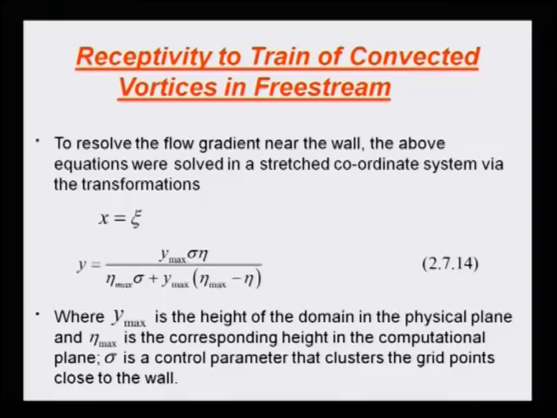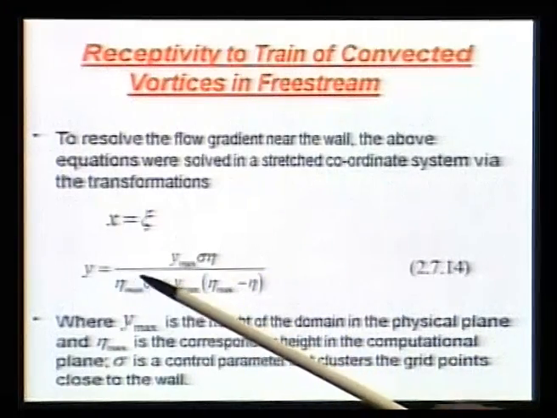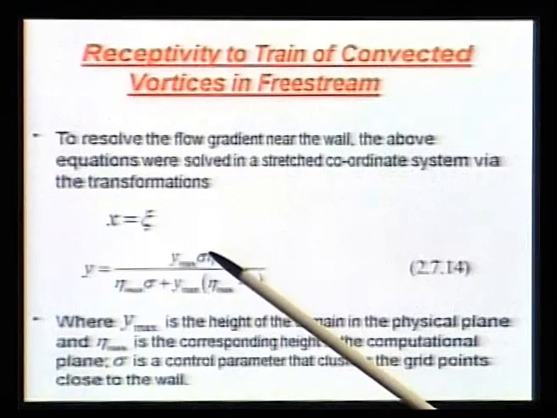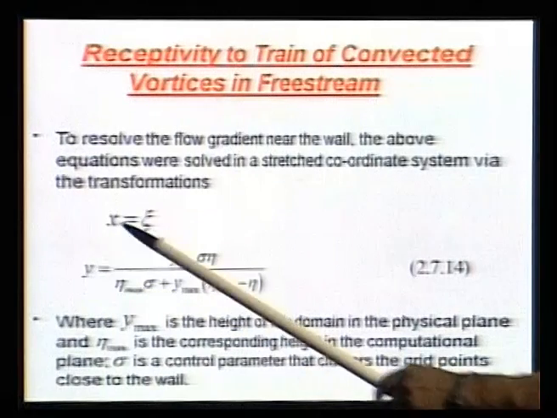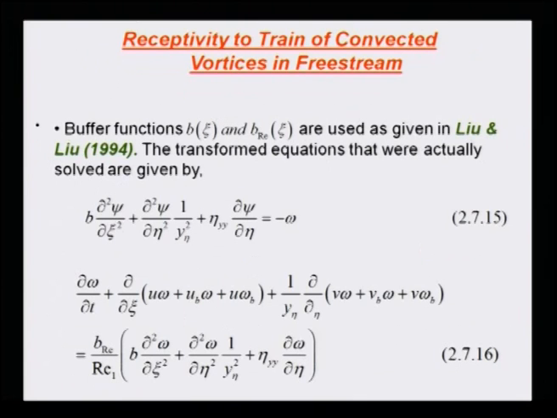So, we fix this y max in the physical plane, and that would correspond to some computational eta max, and these are the control parameters that will define our graded grid in the wall normal direction. So, we will have a finer spacing near the wall, and which will dilate as we go above. Okay, so this is the form of equation that we actually would be solving for the disturbance quantity.